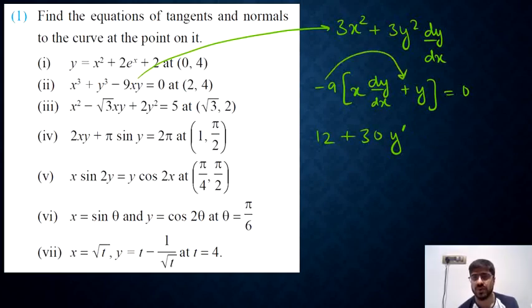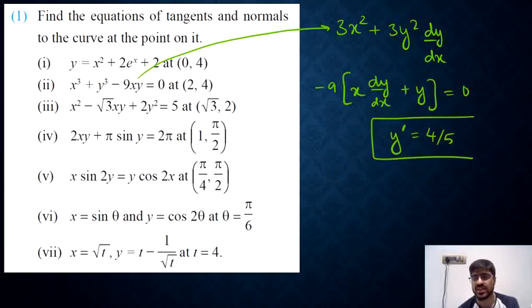Continuing further, we have minus 9y, but we were putting y as 4. So minus 9 into 4, that's going to give us minus 36 equal to 0. So 12 minus 36, that will be minus 24. It goes on the right, and we have 24 on the right, divided by 30. So 24 upon 30, that goes by 6. So we have 4 by 5. So the slope of tangent, which is dy by dx, is going to be 4 by 5.